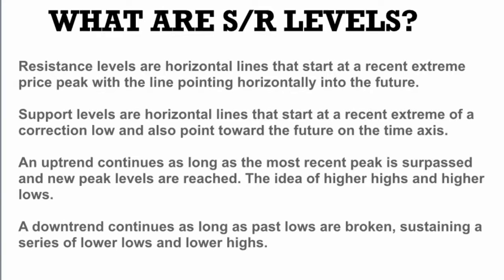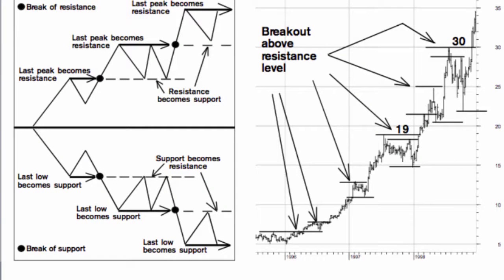The idea of higher highs and higher lows, as you probably heard in most tutorials or read in some of the books that you're starting to read now. A downtrend continues as long as past lows are broken, sustaining a series of lower lows and lower highs. So let's actually take a look at a chart and see what that really means two different ways.